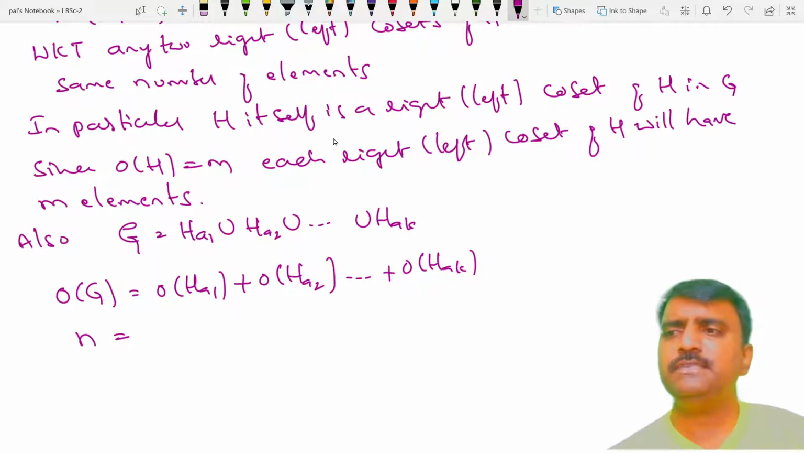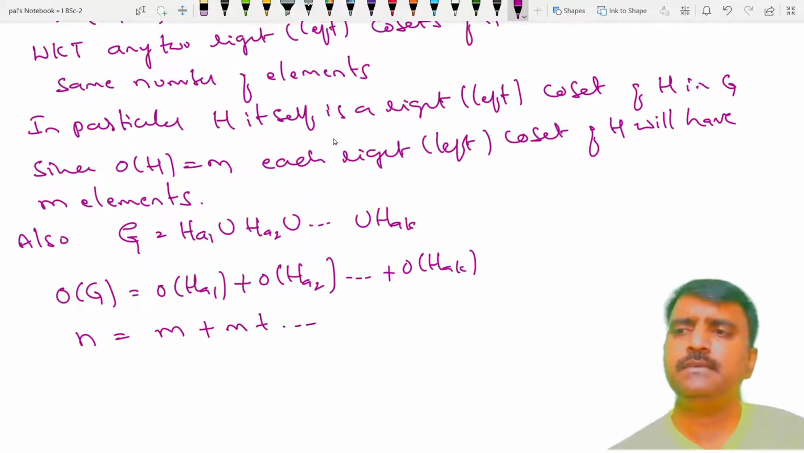What is the order of HA1? It is m, plus and so on plus m. How many times do you write the m? HA1, HA2, HA3, up to HAK. So how many times do you write m? K times.